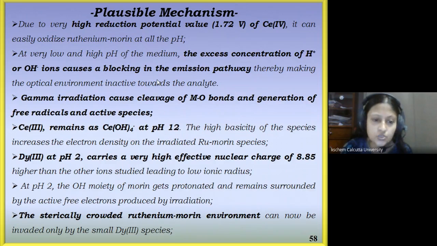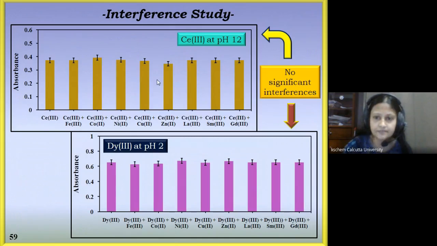Dysprosium-3 at pH 2 carries a very high effective nuclear charge of 8.85, higher than the other ions studied, leading to a low ionic radius. At pH 2, the OH moiety of Morin gets protonated and remains surrounded by the active free electrons produced by irradiation. The sterically crowded ruthenium-Morin environment can now be invaded only by the small dysprosium-3 species.